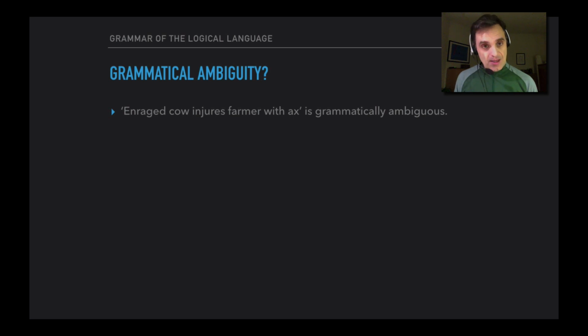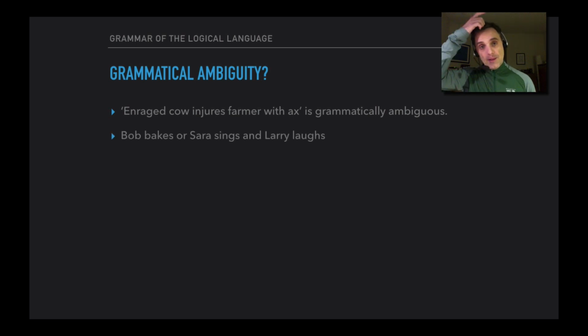It could mean that the cow used an axe to injure the farmer, or it could mean that there's a farmer with an axe and that farmer was injured by the cow. And so it's ambiguous because that with axe, you don't know if that attaches to farmer or if it attaches to enraged cow. Okay, so the sentences of English that we are working with are simpler than that one, but still, they can also have grammatical ambiguities.